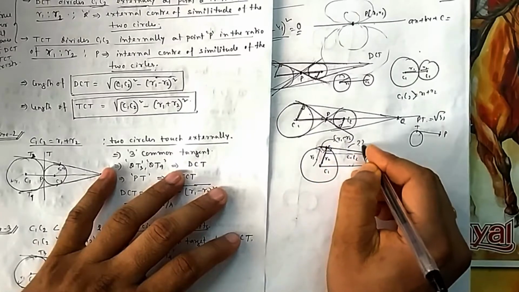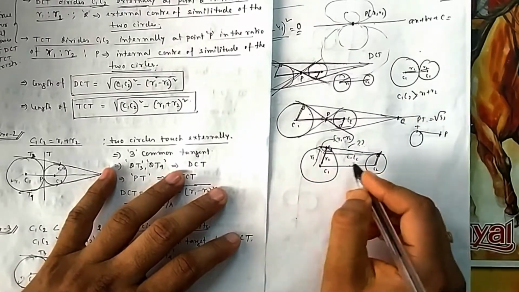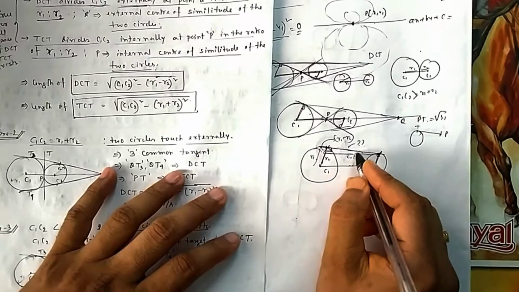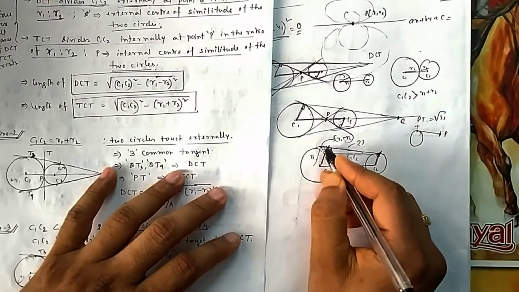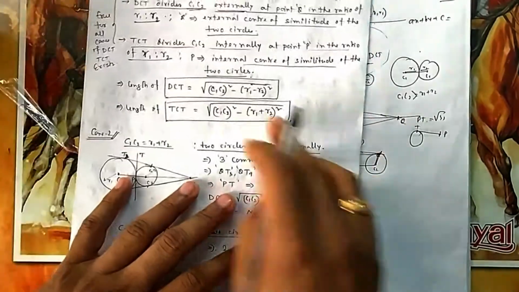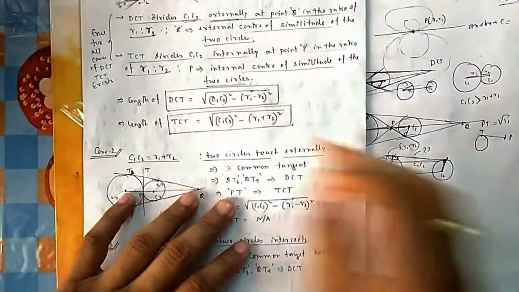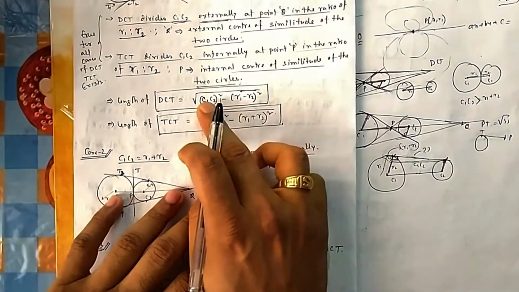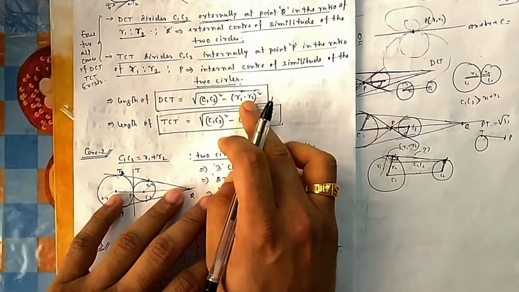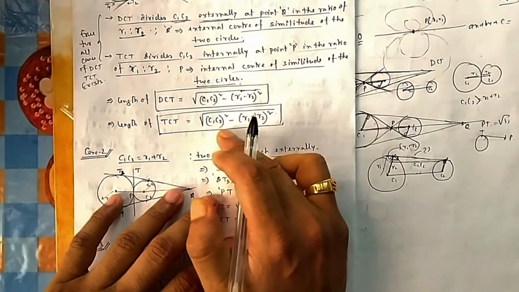So you need to find this one. This is your hypotenuse, because this is 90 degrees. So this one will be equal to hypotenuse square minus this one, the difference between R1 and R2. So that's it. You can see, DCT is the square root of C1 C2, that is the distance between the centers, squared, minus (R1 minus R2) whole squared.